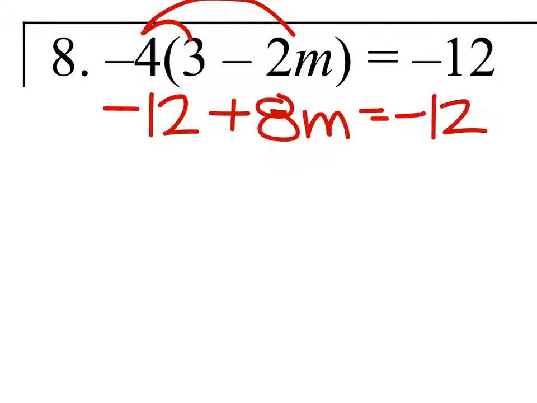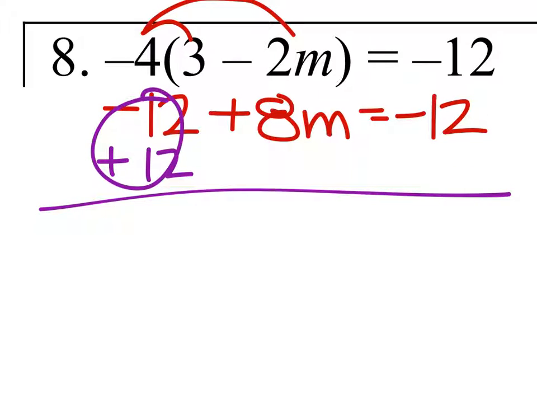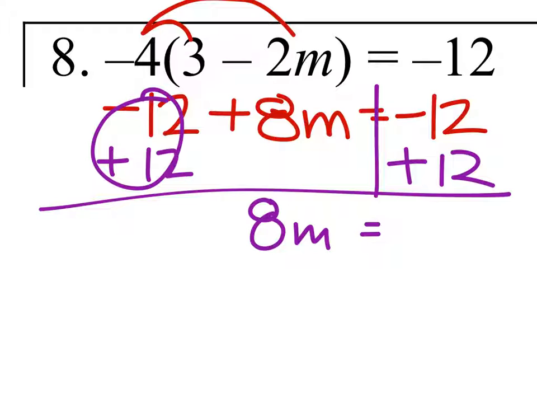So I want those 8m's to be alone. So what I will do is get rid of that negative 12, because I don't want those with the 8m. They're not like terms, so we can't combine them anyways. To get rid of that negative 12, I would have to add 12. Again, the idea is to make that a 0 so that I'm just left with the 8m. But if I do it to one side, I should do it to the other side as well. So I got 8 times m equals 0.